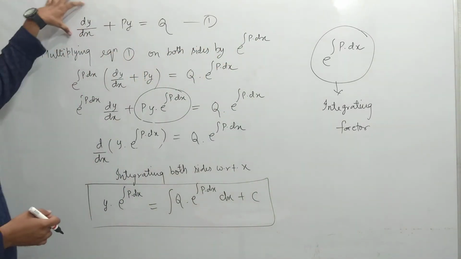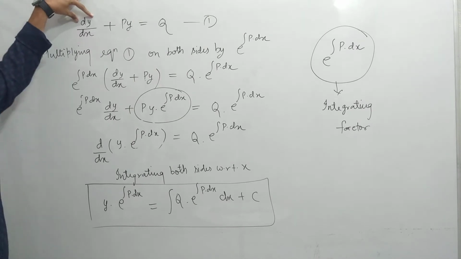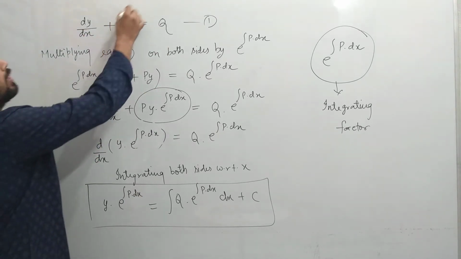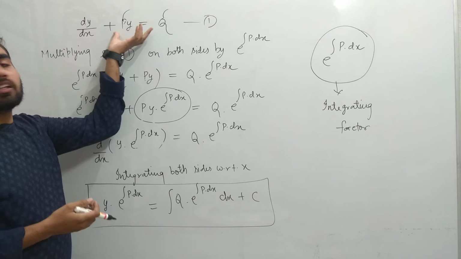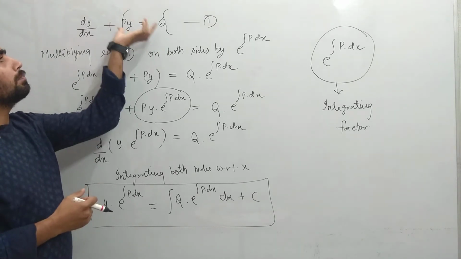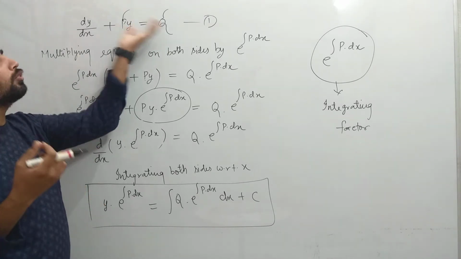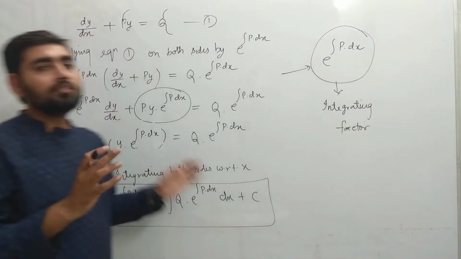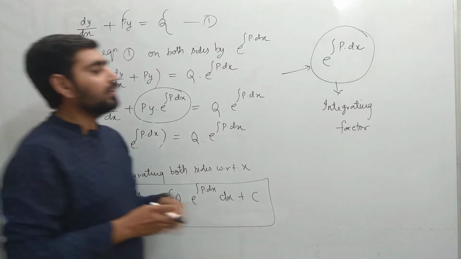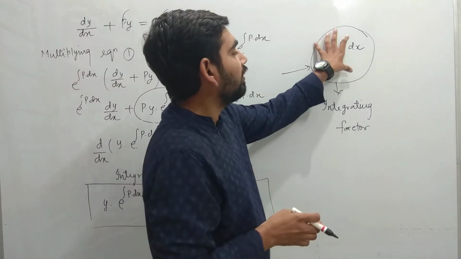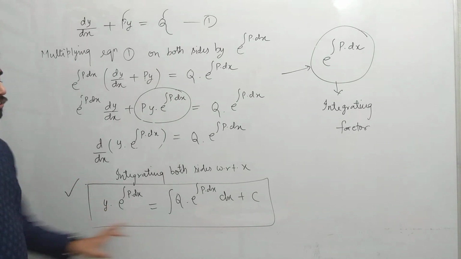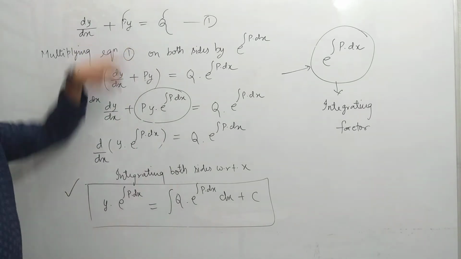What happens? We will be given a differential equation which is in standard linear form, dy by dx plus Py equals Q. We will be able to identify P and Q directly by comparing it with the standard form. First, we will calculate the integrating factor. In finding the solutions, first we will find the integrating factor. When we get the integrating factor, we will directly use this equation to give the solution of this linear differential equation.